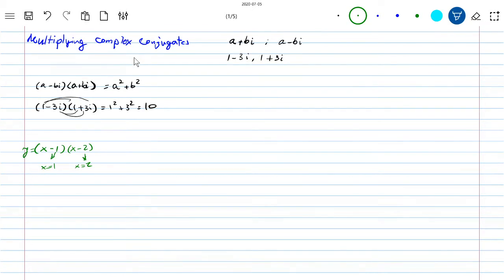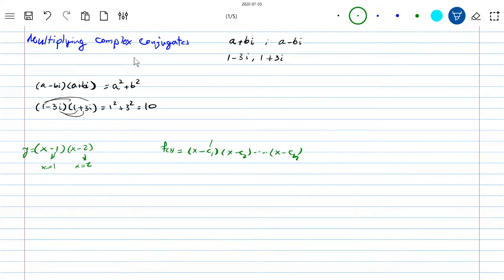But we never mentioned what if the zeros of a polynomial are complex numbers. What you do is exactly the same thing. You say, okay, f of x would be x minus c1 times x minus c2, and so on. You multiply all the solutions, c1, c2, up to cn. Let's say there are n solutions.